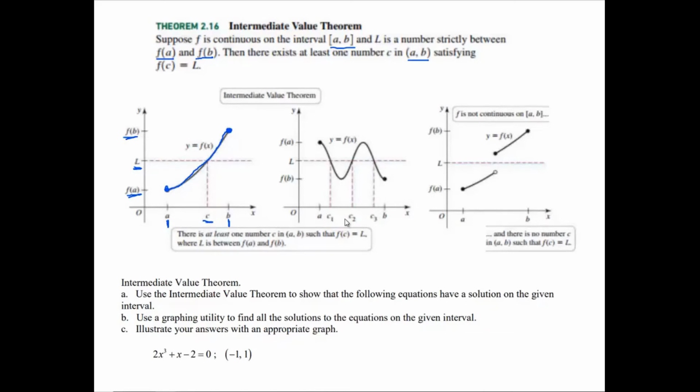Same thing is true in the second one. On the second one, we've got 3 different x values that correspond with L. That's between f of a and f of b. The function is continuous, so that's true.